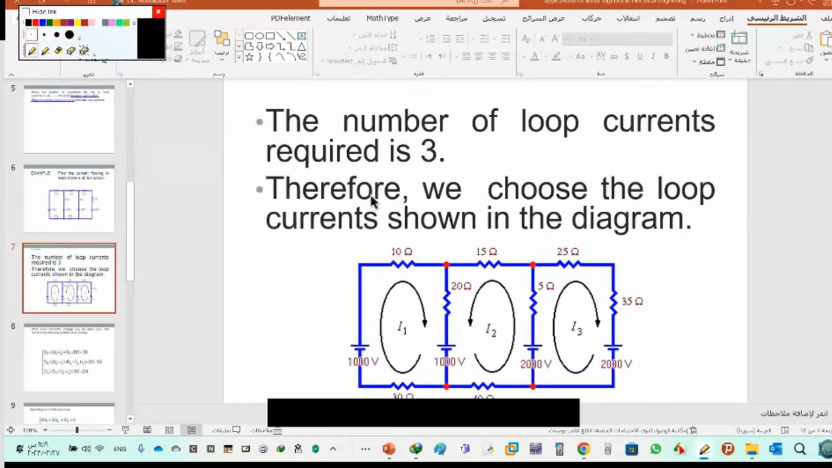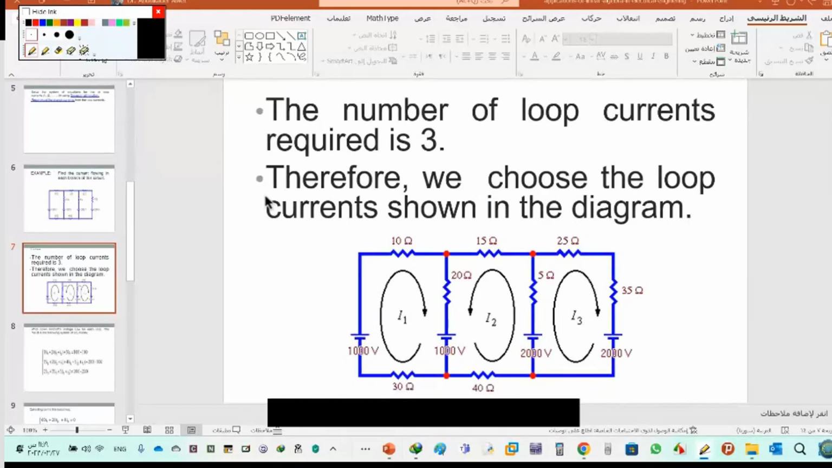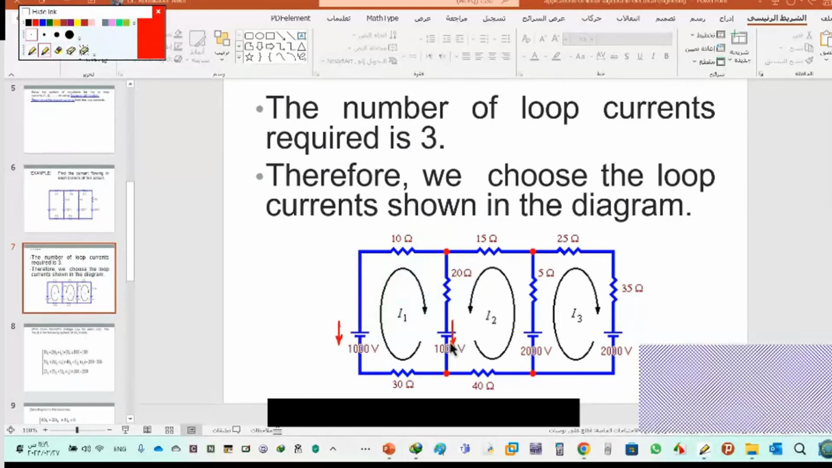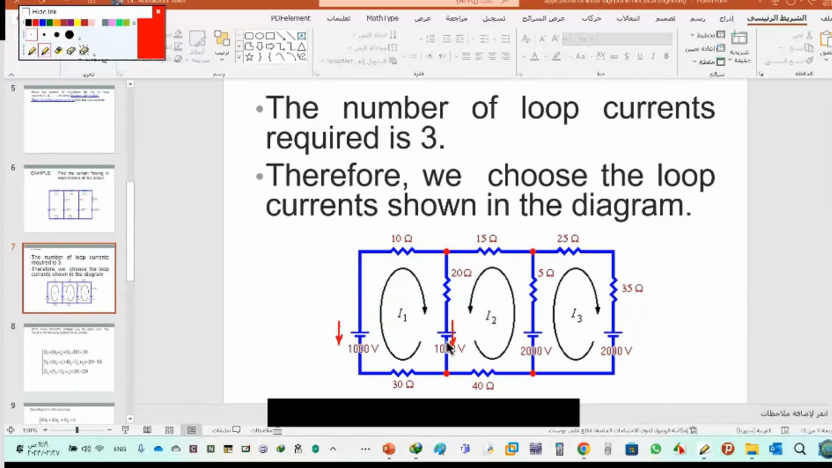First of all, let's return back and let's make the direction of the loop. Direction of loop, here we have volt, volt, volt, and this is the volt.